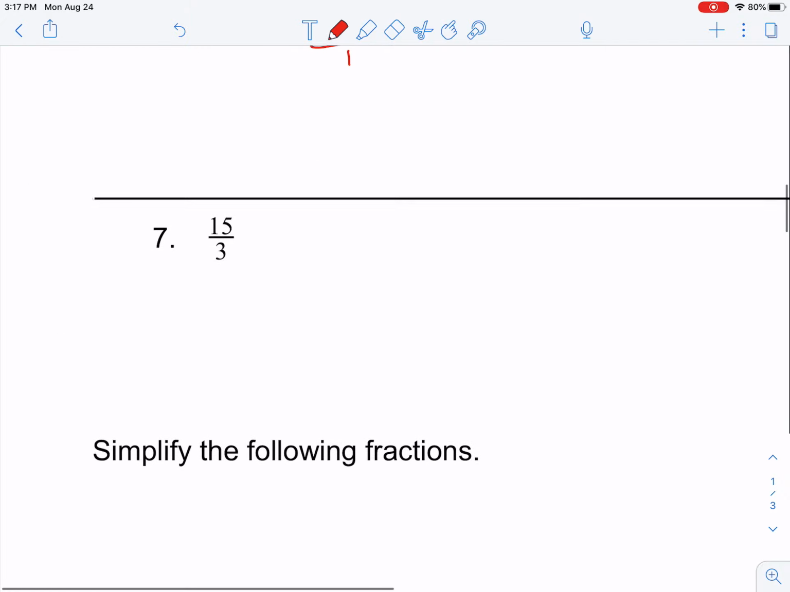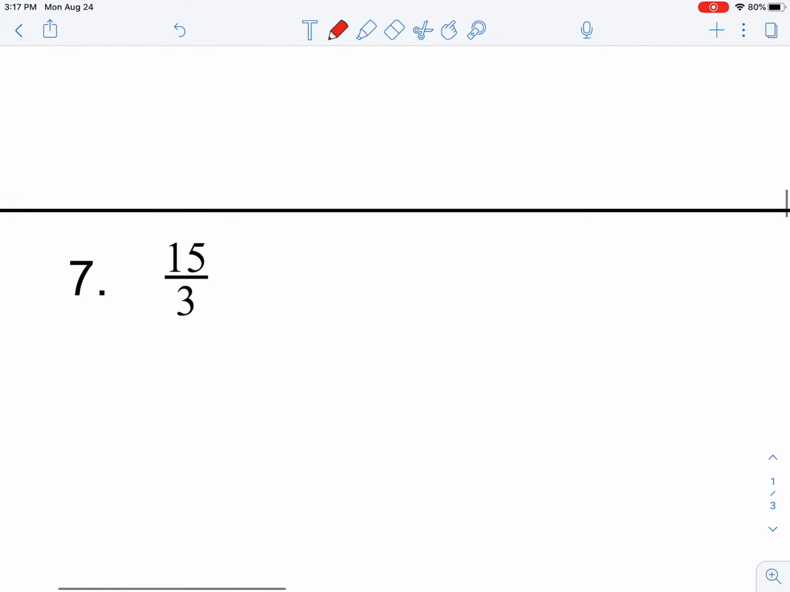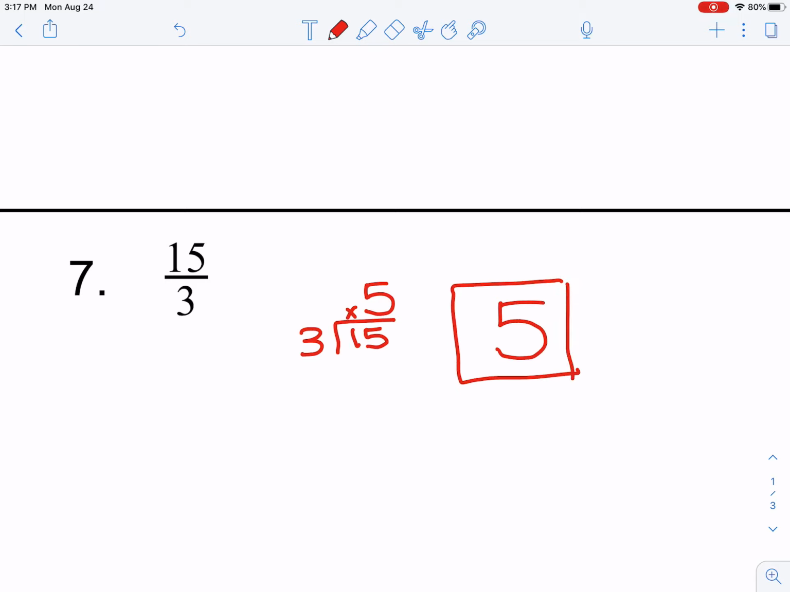Okay. Number 7, we have 15 over 3. So top dog goes into the house, divisor is your denominator. So we know that 3 goes into 15 exactly 5 times. And we know that 5 is our whole number, and we have no remainder at all. So it's just 5.